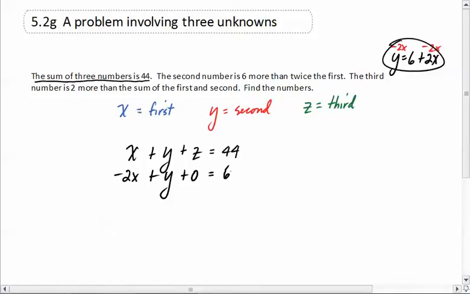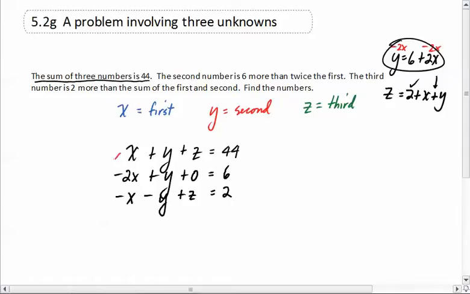Let's take a look at the next sentence. The third number, that's z, is 2 more than the sum of the first and second. We know sum means addition, so 2 more than the sum of those. The same thing is true with this one. I want to get all of the variables on the left side, and the constant can stay on the right. So that's going to look like this: negative x minus y plus z is going to equal 2. Now I've created my system of equations in 3 variables.